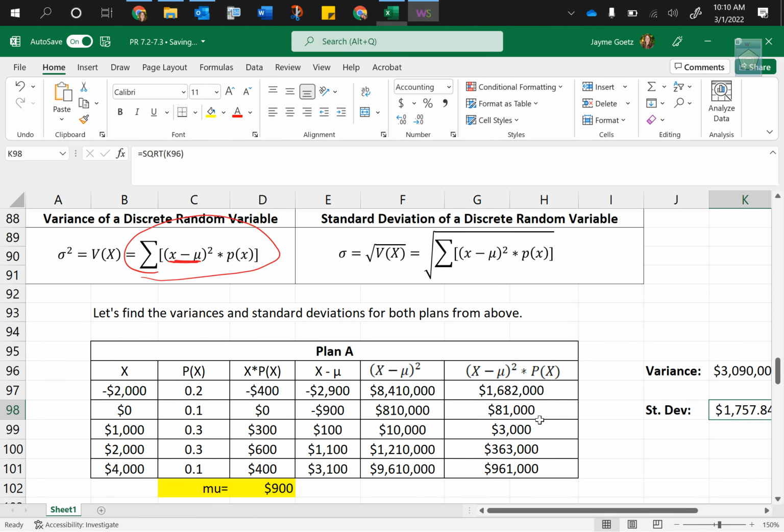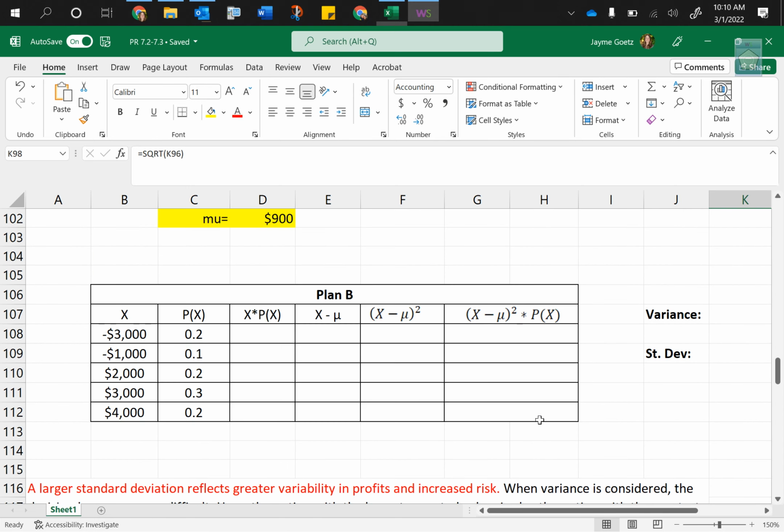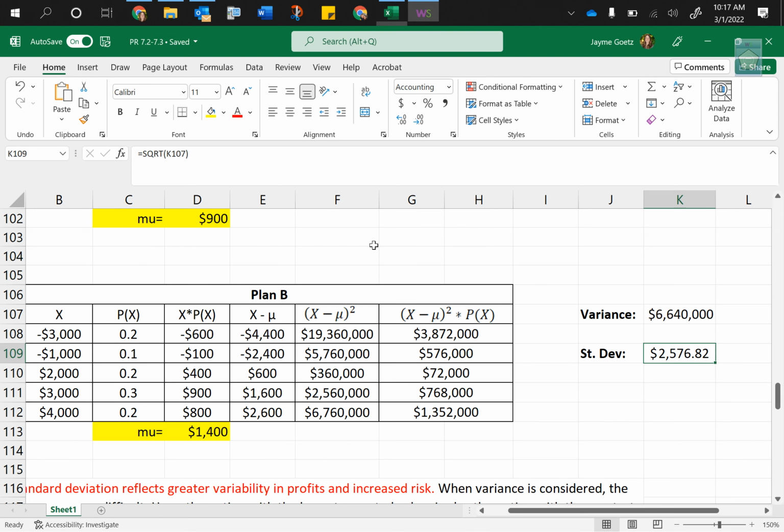Okay, so here's what I want you to do. I walked you through the process. For Plan B, you're going to walk through the process again. With your table partner, I want you to fill out the table, find the variance and the standard deviation for Plan B. When you work with Plan B, you should get a variance of $6,640,000 and a standard deviation of $2,576.82.